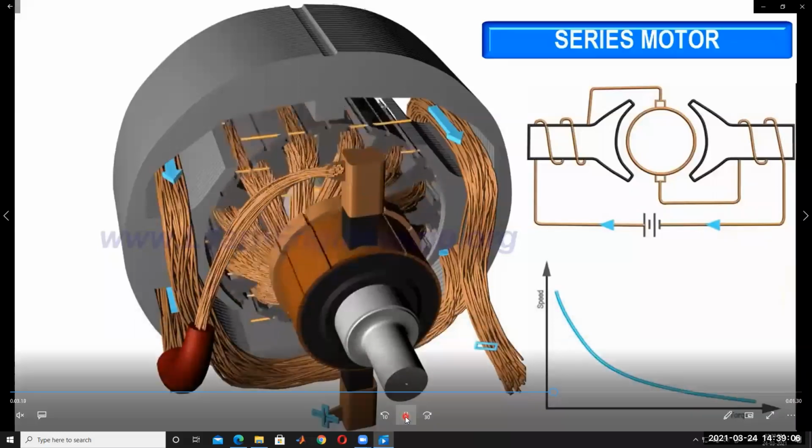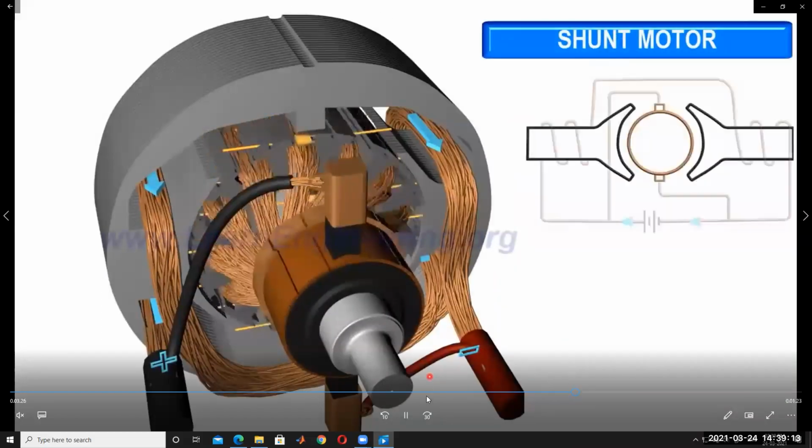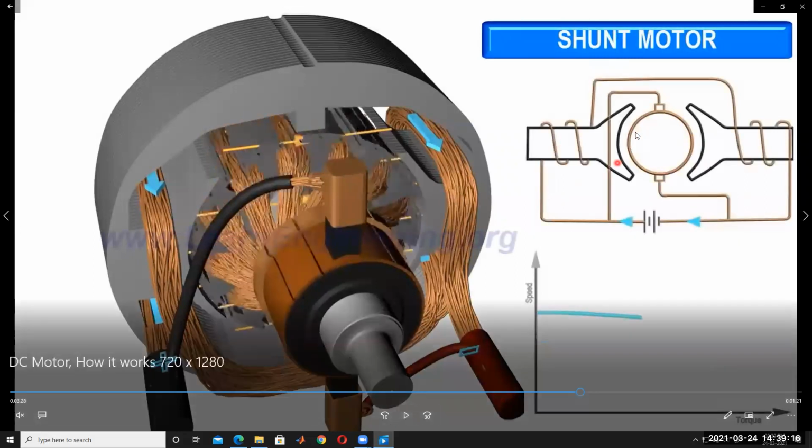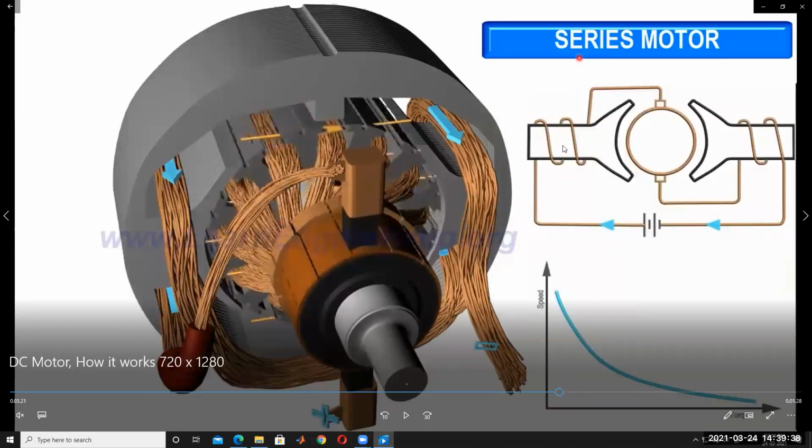For a shunt motor, the field winding and armature winding are connected in parallel. Understood? This is called the field winding, and this is called the armature winding, and they are connected in parallel. That's why it is called a shunt motor. Understood? For a series motor, the field winding and armature winding are connected in series, that's why it is called a series motor or series generator.